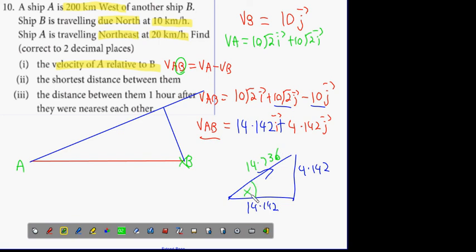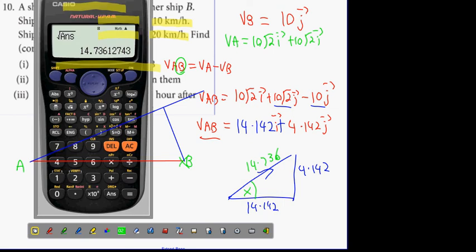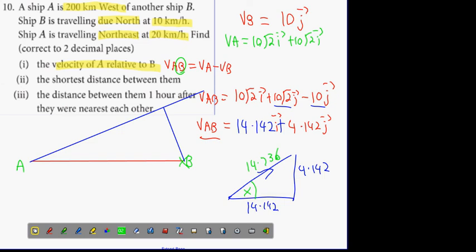I also want to find out what is the angle x here. So I'm going to tan inverse 4.142 divided by 14.142. Now what we get here is 16.325. So this angle here, therefore, is 16.325 degrees. I know that this distance here is 200.